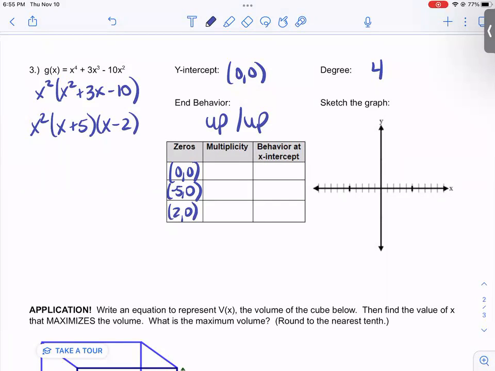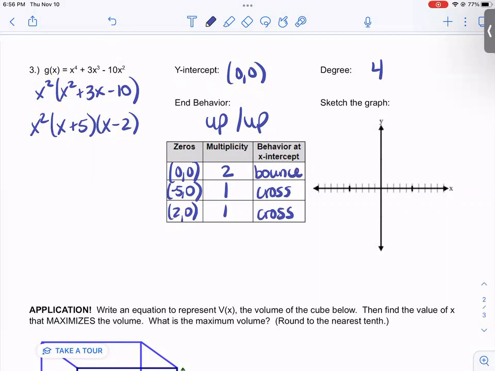This time, though, our multiplicities change slightly. The x plus 5 and the x minus 2 are both a multiplicity of 1, which creates a cross over those x-intercepts, but the x squared has a square exponent on it, making it a multiplicity of 2. This creates the bounce on 0.